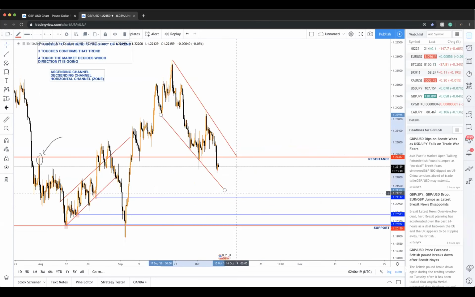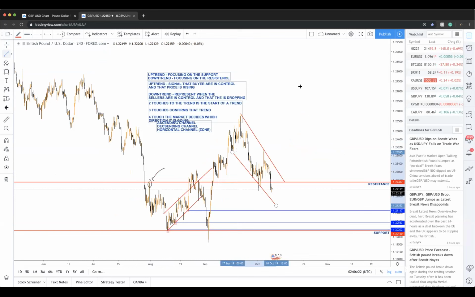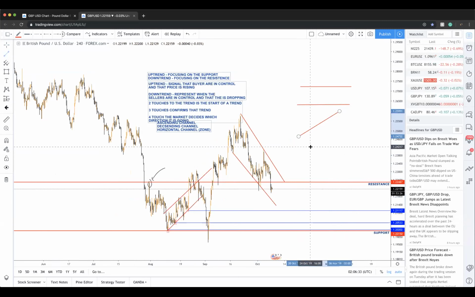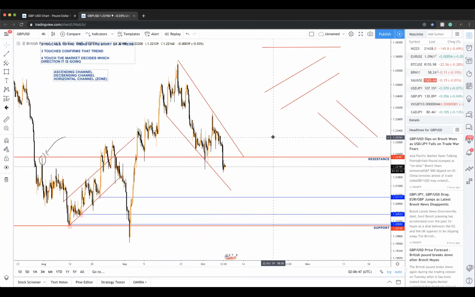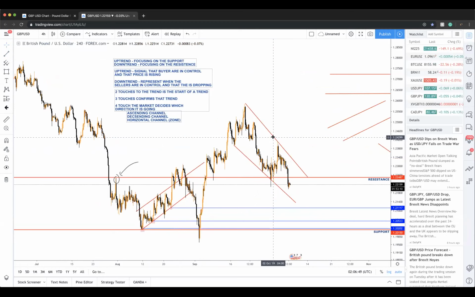So to help you guys visualize it, we have a horizontal, we have an ascending, and we have a descending. Okay, horizontal, ascending, descending. On that case, when we speak about any type of movement in the market, it's always important to understand which direction the market is going, either trending or if it's in a channel.